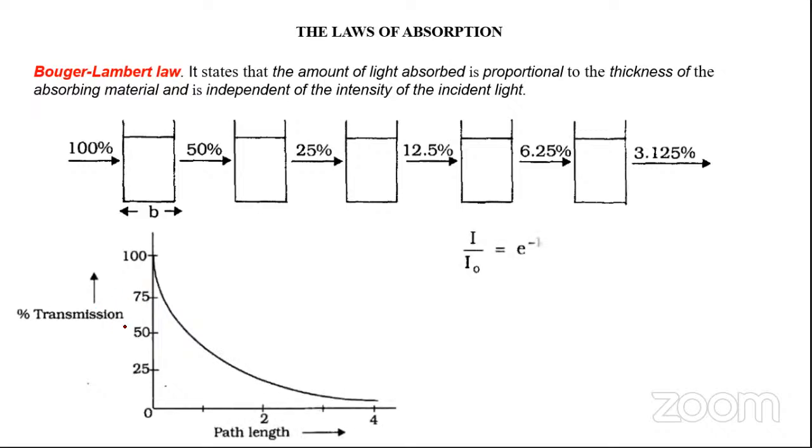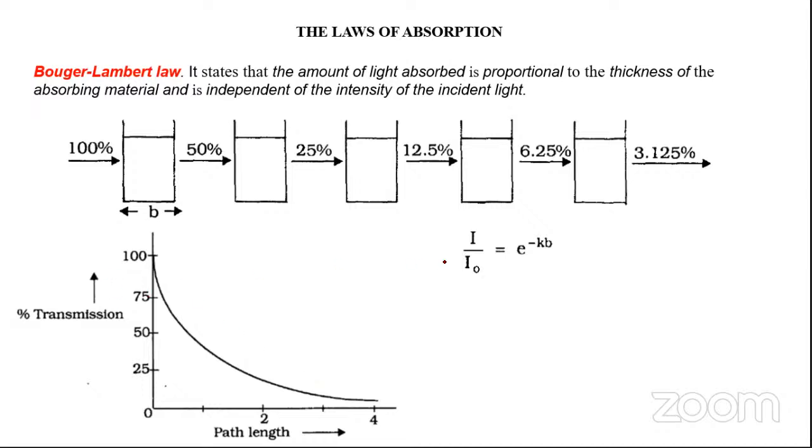So if I put it in terms of transmission only, if I plot transmittance on the y-axis and the path length or the thickness of the absorbing material on the x-axis, as the thickness increases, the amount of transmitted light is decreasing, right? Yes, sir. Okay, good.